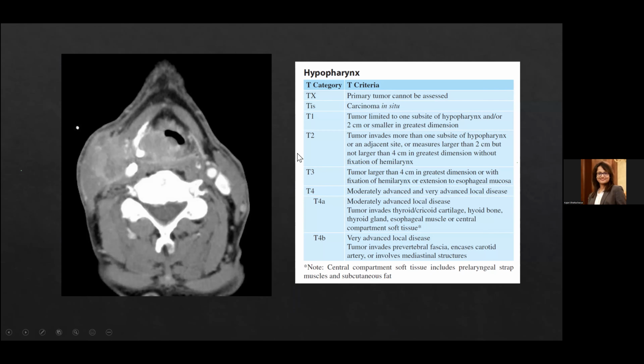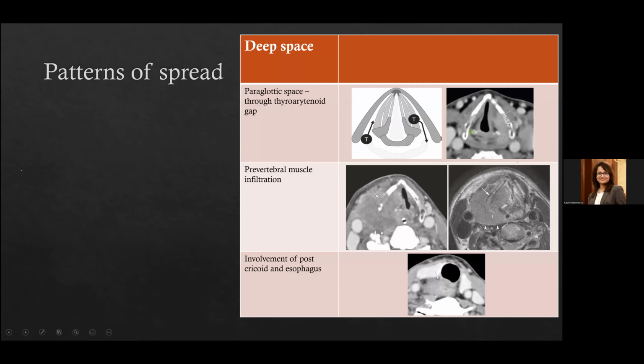Next, we come to the patterns of spread. Again, on the deep spread, deep spaces and the extralaryngeal extension. If we consider the deep spaces, it goes to the paraglottic space through the thyroarytenoid gap. Basically, if this is a lesion in the piriform sinus, through the thyroarytenoid gap it can go more anteriorly to involve the paraglottic space. So here we can see a lesion in the hypopharynx which goes more anteriorly and involves the paraglottic fat.